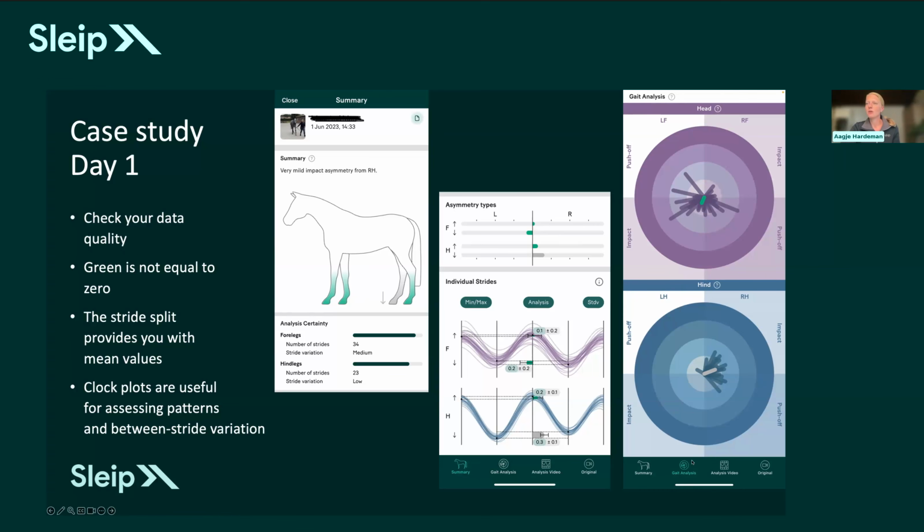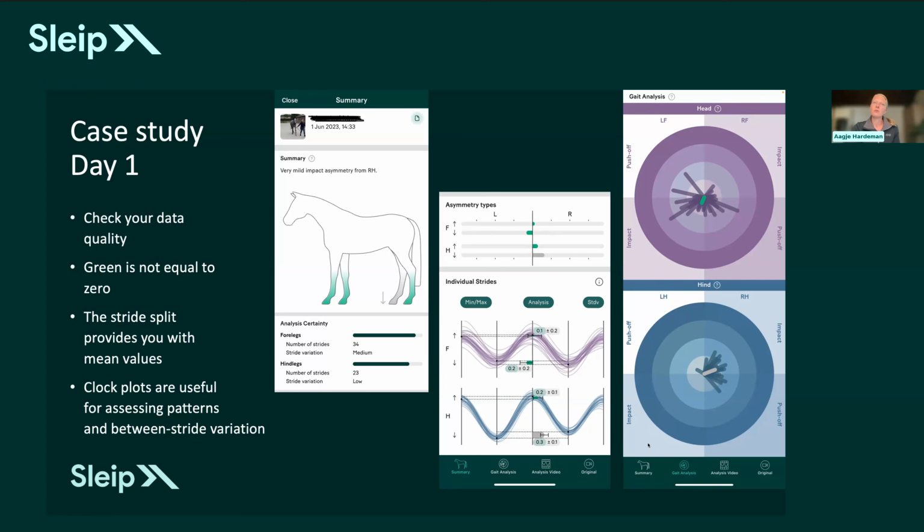Then for the next step, you come to the gait analysis step, and you see these clock plots. They are very useful if you want to assess any patterns, or if you want to assess the stride-to-stride variation. Of course, you have the standard deviation in the stride split as well, but this gives you a really nice visualization. Of course, you can't quantify it in here, but you can really recognize what's going on pattern-wise.